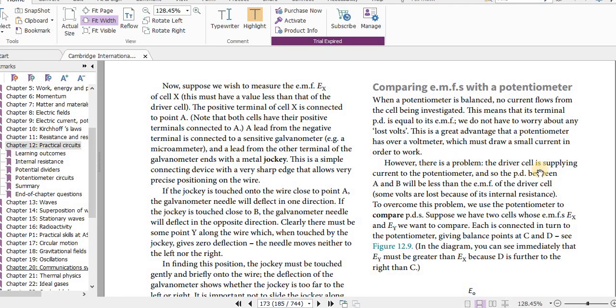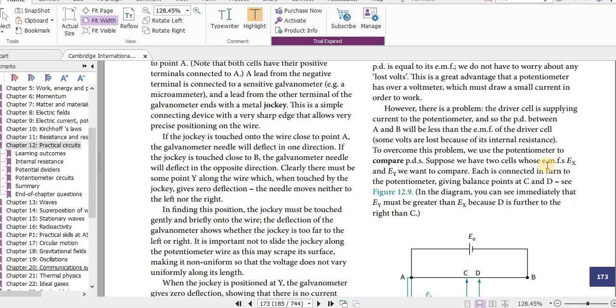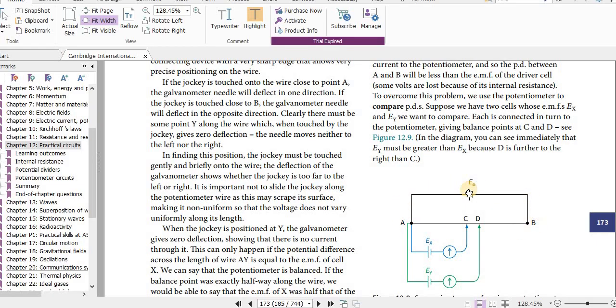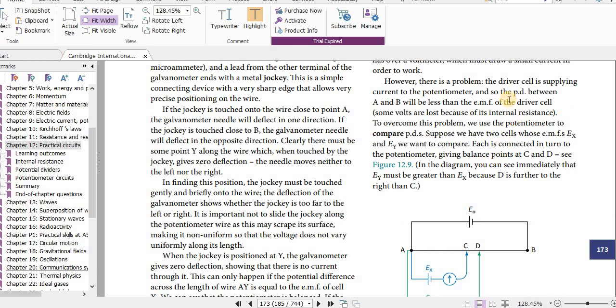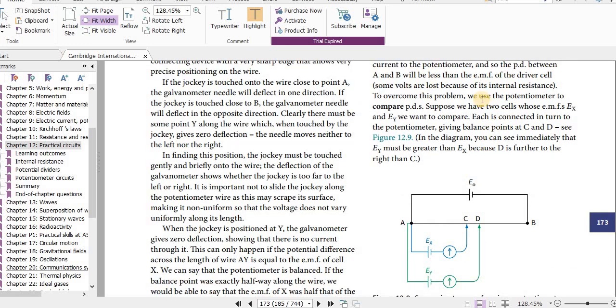However, there is a small problem. The driver cell is supplying current to the potentiometer. See, current is flowing this way through this first loop only. And so the potential difference between A and B will be less than the EMF of the driver cell. Some volts are lost because of the internal resistance of this. They haven't shown that in the diagram, but all the cells have an internal resistance. To overcome this problem, we use the potentiometer to compare potential differences.